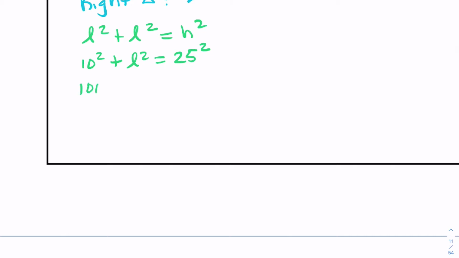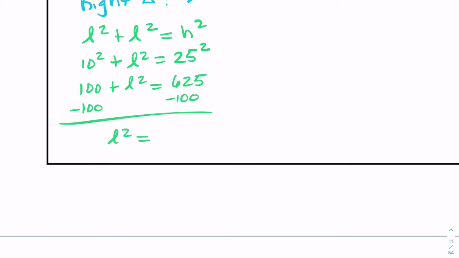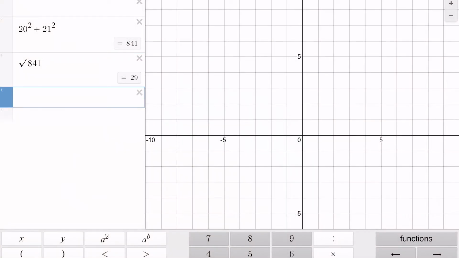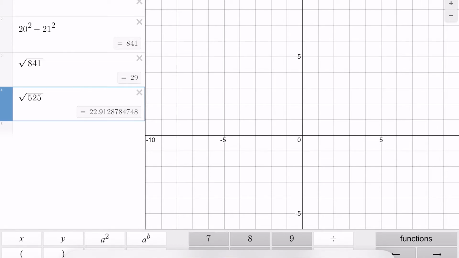So we get 100 plus leg squared equals 625. And I'll take away 100. So leg squared equals 525. Now we can bring up our Desmos, see if the square root of 525, ooh, it is not a perfect square. Okay, but what I can do is I can simplify it, right?